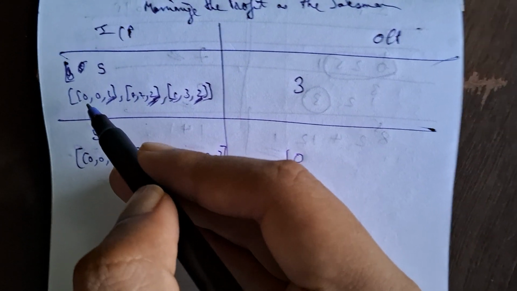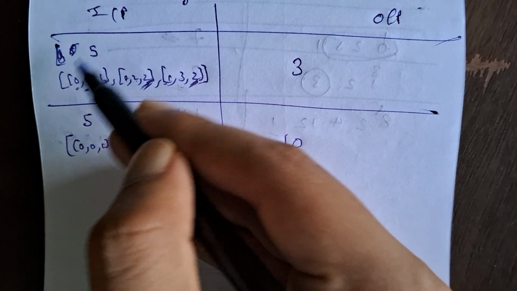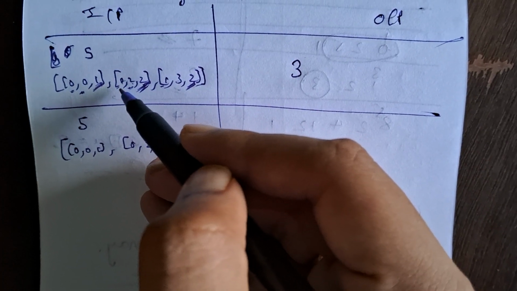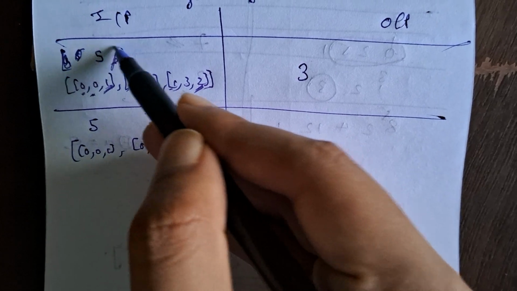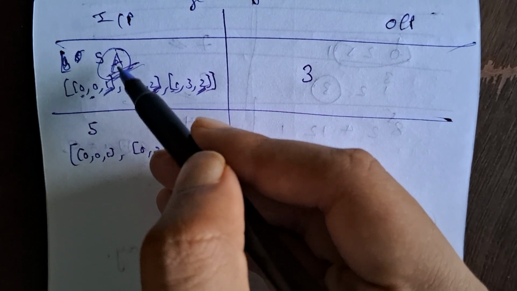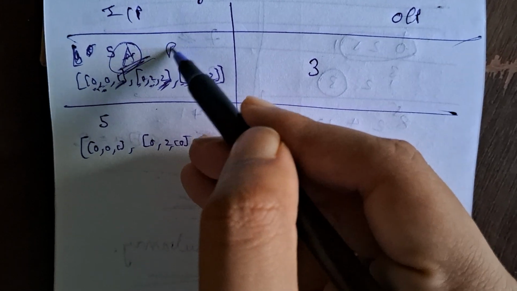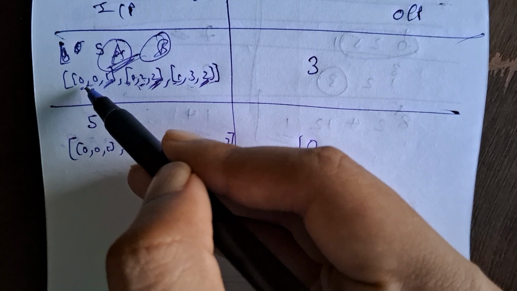Remember one thing: if you give a person a house from 0 to 0, you can't give that person a house from 0 to 2, because 0 is already occupied. Let's say A is a person buying the 0th house. If I am going to give B the houses from 0 to 2, it's not possible, because A has already bought 0.